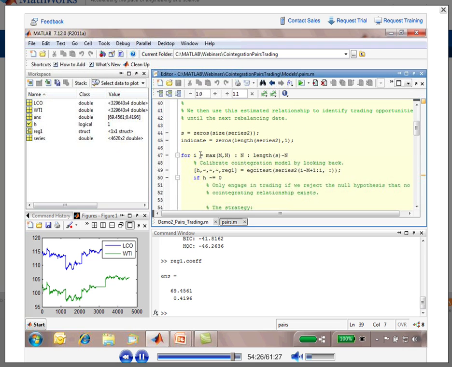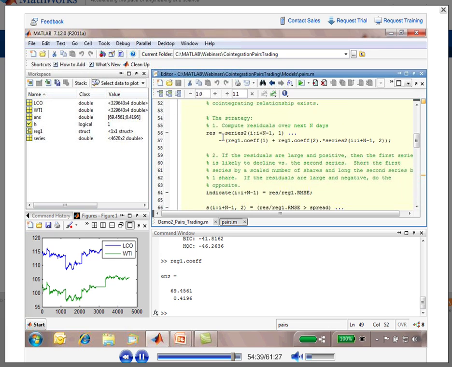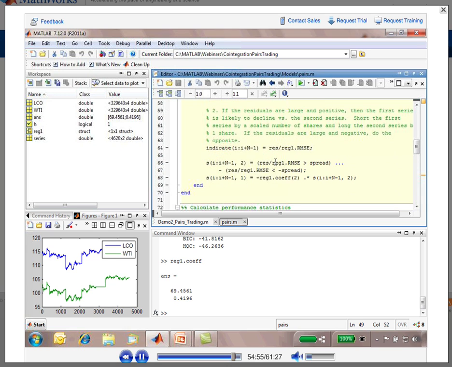Within the for loop here, we're actually doing the test for co-integration over that time period. So we're testing if it exists, and only engage in trading when we reject the null hypothesis. Essentially, we compute the residuals over N days, and if the residuals are large and positive, then we enter the trade on one versus the other. The first will likely decline, the second will likely rise. So we short the first and buy a scaled number of the second, and then we reverse that in the other case.